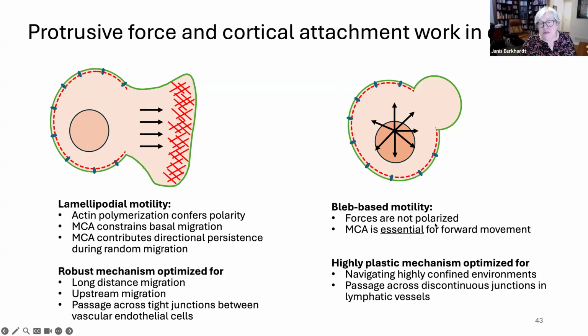In contrast, in the bleb-based mode of motility, the forces are intrinsically apolar. So that membrane cortex attachment having polarity of its own is essential for the cell to move forward at all. And we're working on this now, but we think that this mechanism of motility is particularly good for getting through very tight spaces within highly confined environments and across discontinuous junctions that T cells have to pass through as they're going back into lymphatic vessels or, for that matter, out of lymphatic organs.